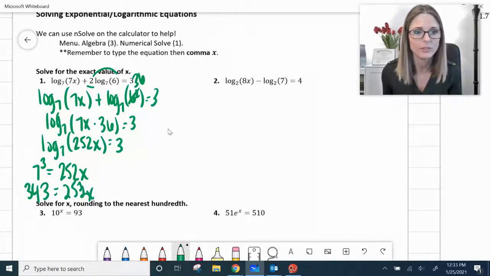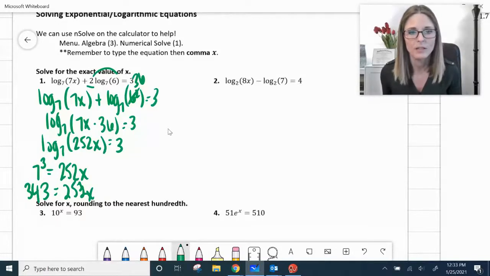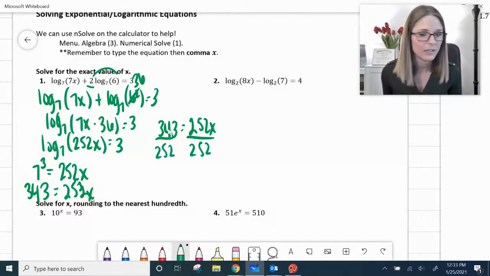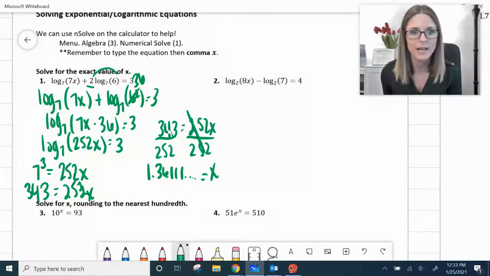Ooh, 252x. So I have 343 equals 252x, and just finish solving for x. Divide both sides by 252. You're going to get a lovely 1.3611111111 repeating equals x. And I think on Delta Math, you want to leave that in fraction form. So just simplify down your fraction to 49 over 36. So not a beautiful answer, but it was a logarithm equation.